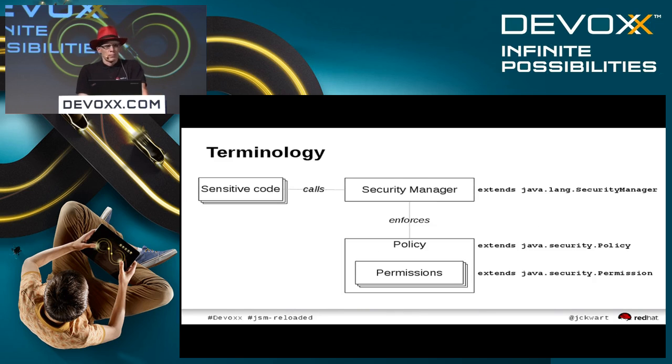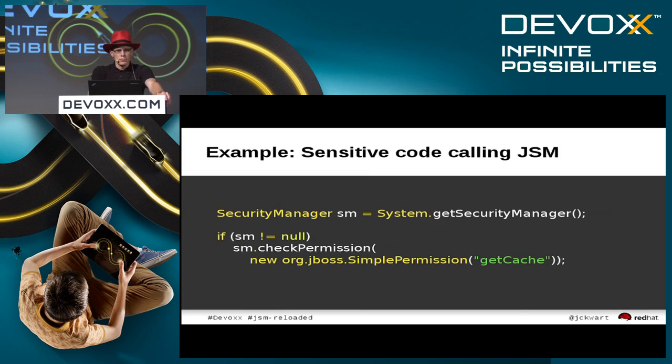How does it work? You have some protected code, and you, as the author of an application, should say what the protected code is. And you should call the Security Manager to check if a caller has permission to run your code. And the Security Manager, through a policy object, checks if the code has the permissions.